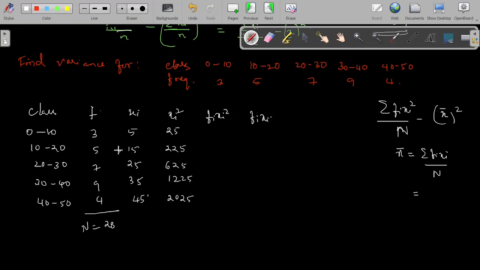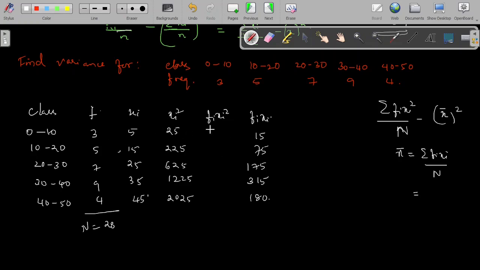Fy xi is this: 3 5s are 15, 15 5s are 75, 25 7s are 175, 35 9s are 315, then 45 4s are 180. This is fy xi. Then I need fy xi square.